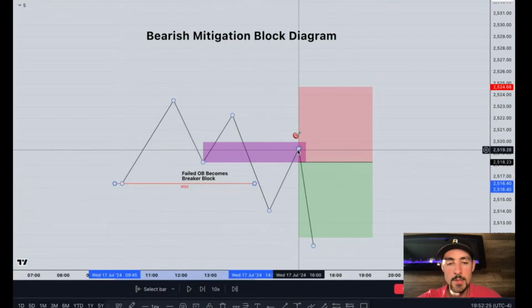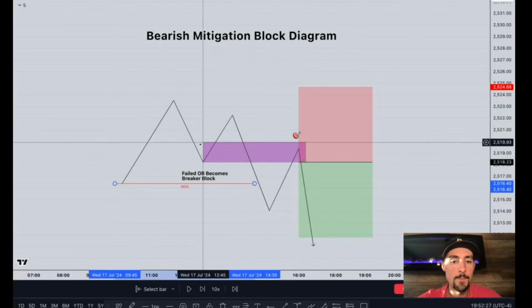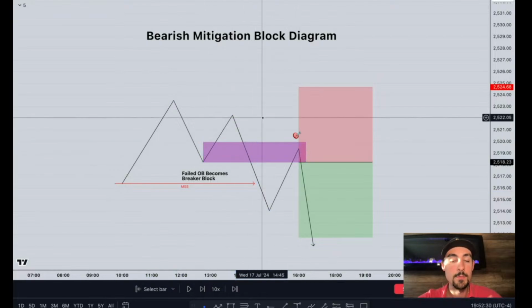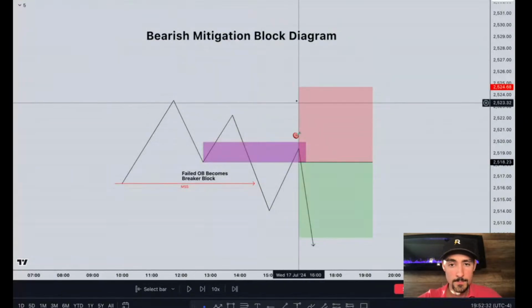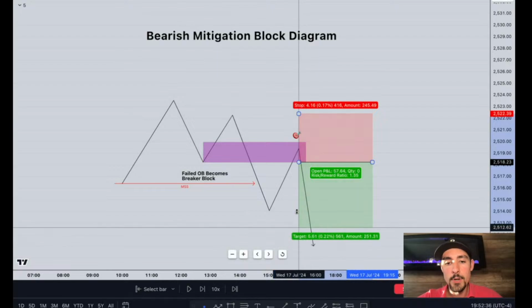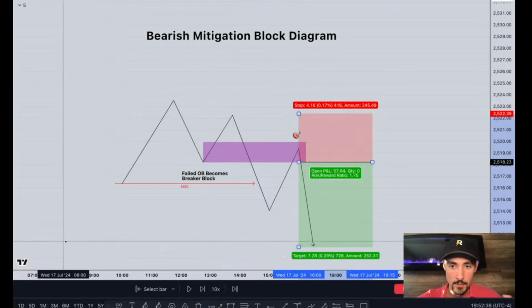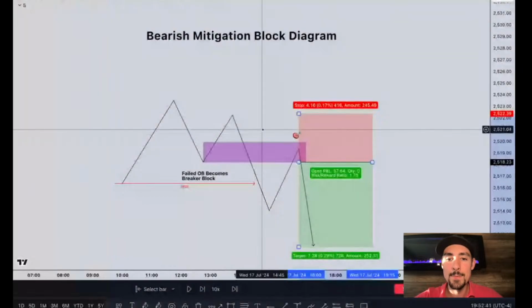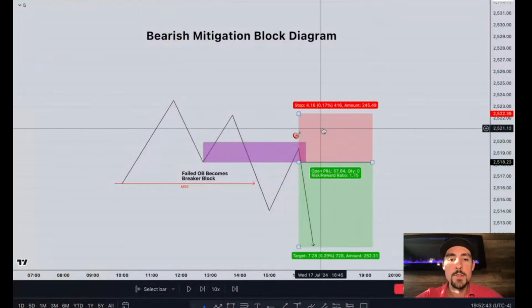As price retraces, you can look to take sells out of that failed order block. And this would be considered a mitigation block. Stop loss would be above this high, and then targeting some form of liquidity to the left or a fair value gap, so on and so forth. Okay.